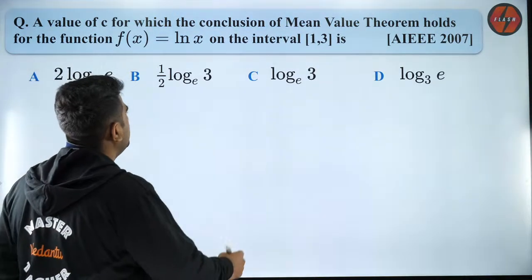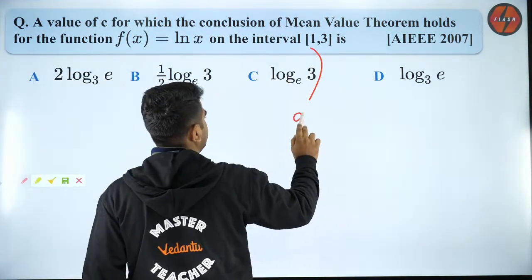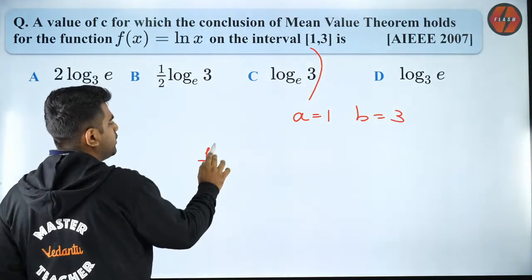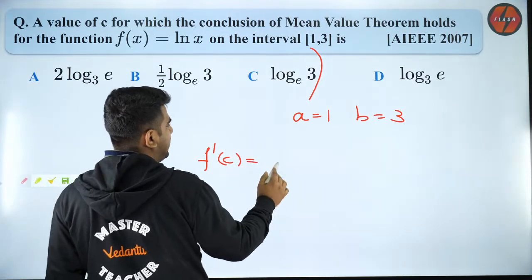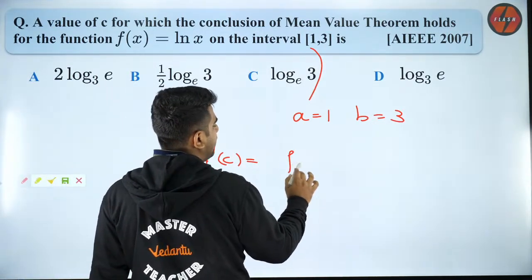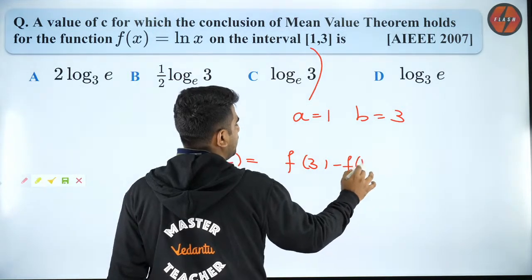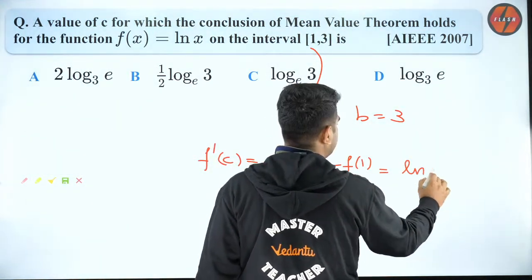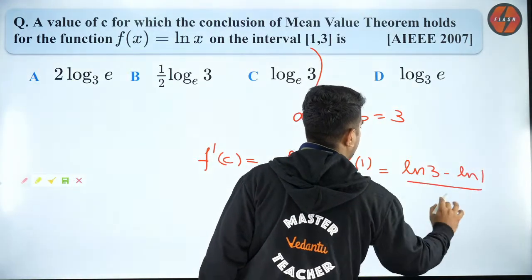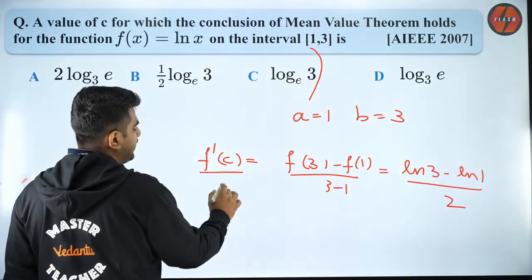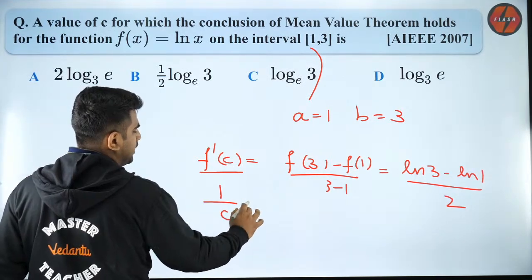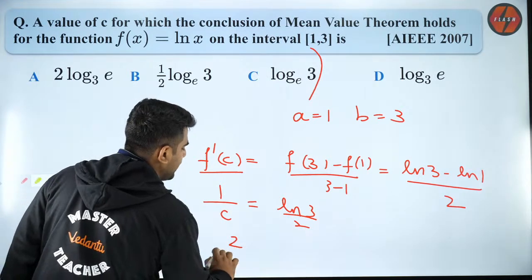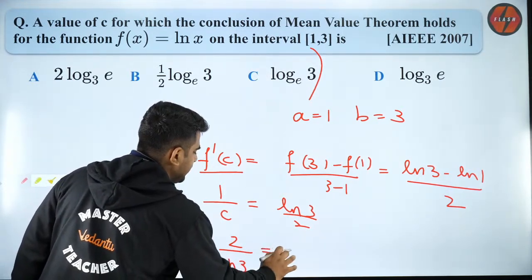First of all, your a is 1, your b is 3. So what does Lagrange's mean value theorem say? f dash of c is equal to f of 3 minus f of 1 by 3 minus 1. So that is equal to ln 3 minus ln 1 by 2. So what is f dash of c? It is 1 by c. That is equal to ln 3 by 2. So it is 2 by ln 3, which is equal to c.